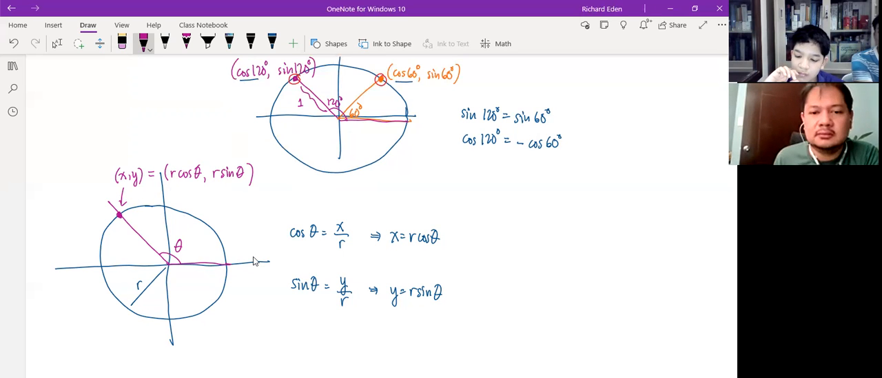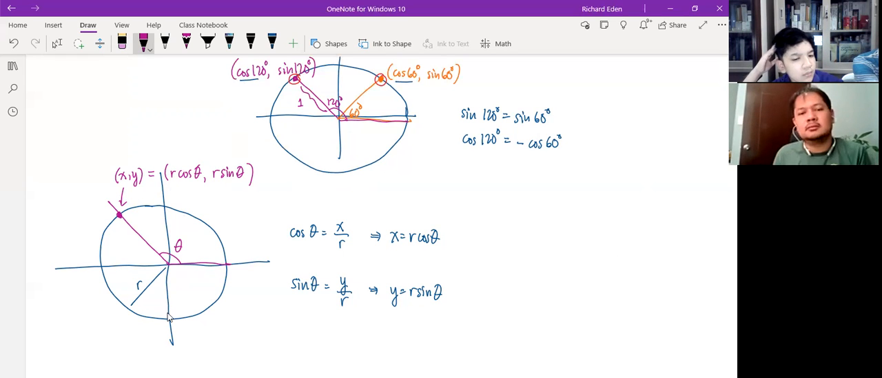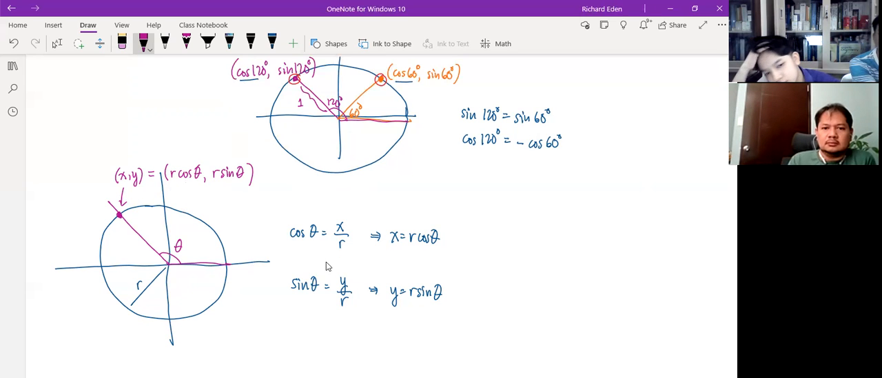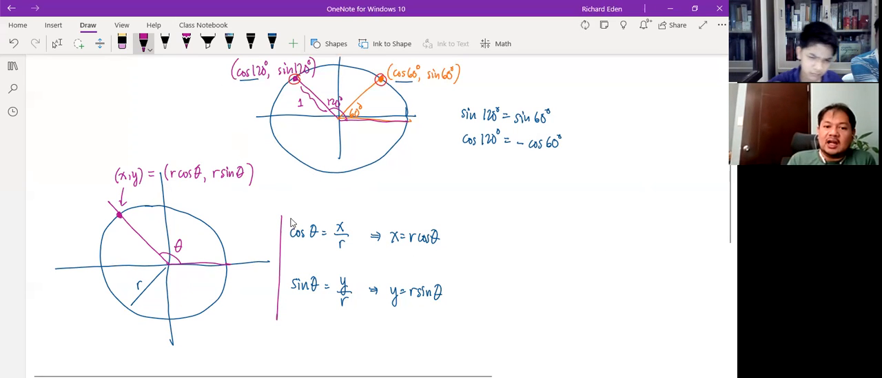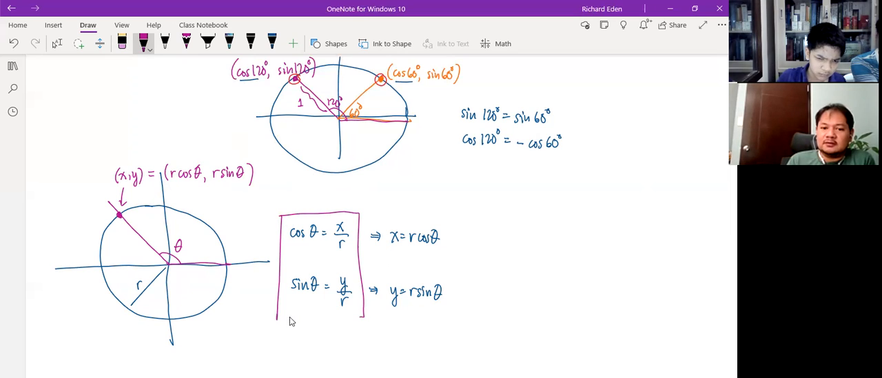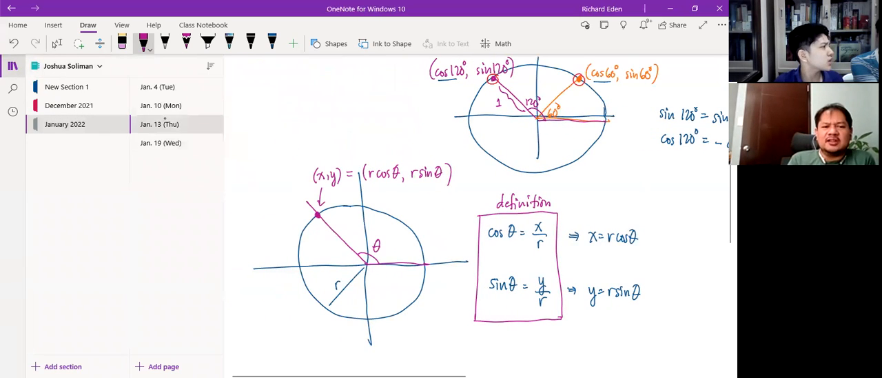Sorry, kunyari po itong, asan po yung origin nitong ano po itong, bali po ang cosine theta x over r, paano po natin nakuha yung x over r? Ito, this is our definition. Yan ito, definition. Let me go back, I stated it slightly differently.